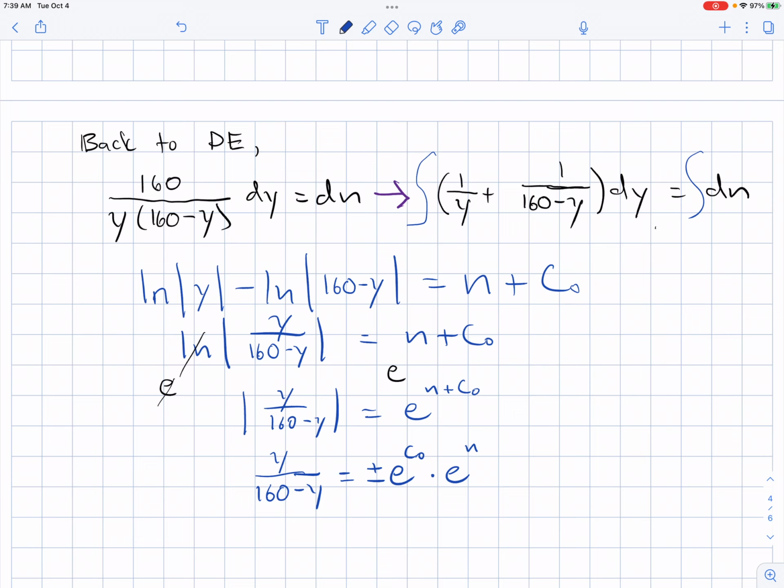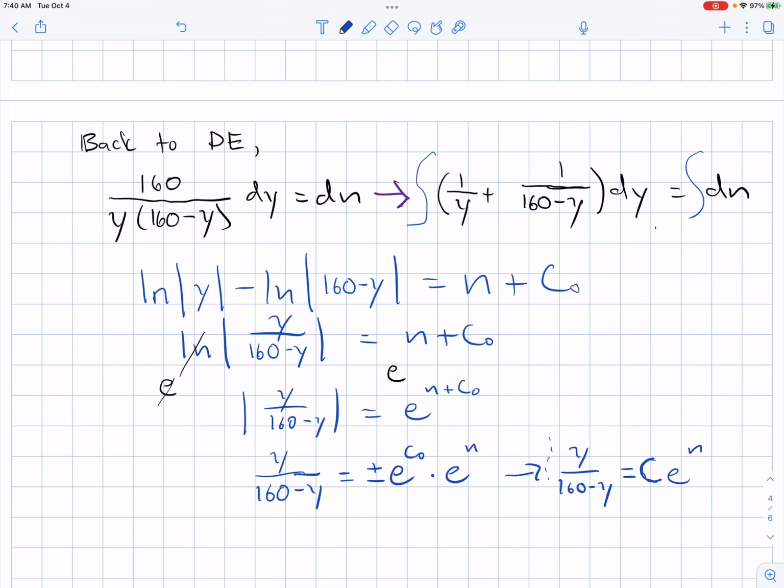Right? And really just rewriting that as y over 160 minus y being equal to, so this is the reason why I put c sub 0 in the first place. This plus or minus e to the c sub 0 is just a number, so it's just a constant. So we can really just say it's some constant c, right? We don't need to keep writing that, it makes it look weird. And then we still have e to the n.